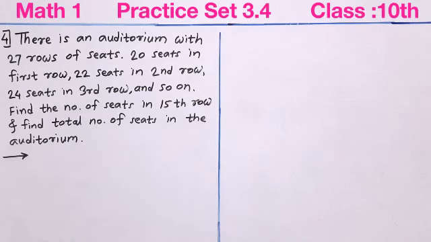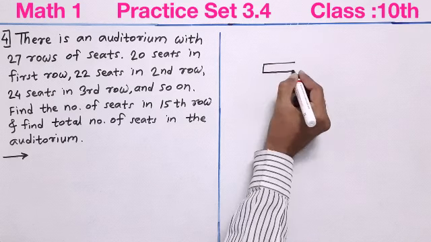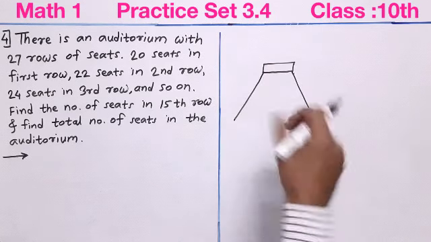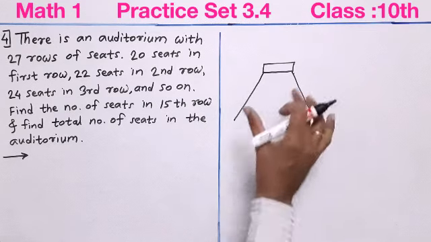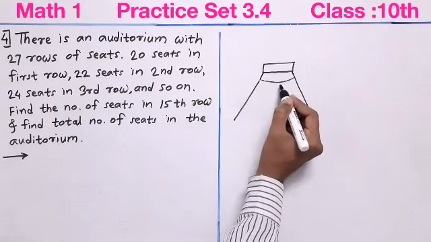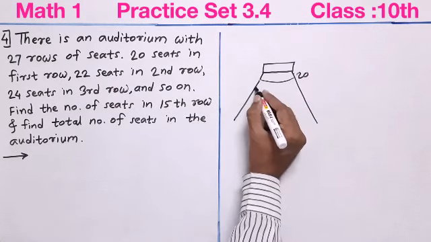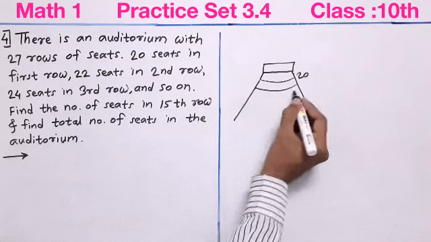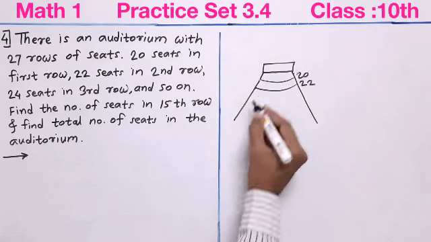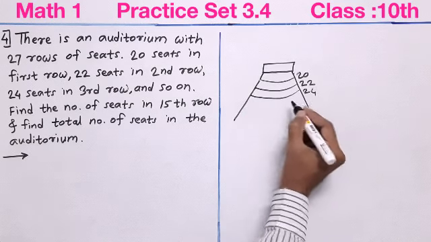We can easily understand it with the help of a diagram. See here, suppose this is the stage of an auditorium and the shape of the auditorium is like this. This is the top view of the auditorium. Suppose this is the first row. In the first row there are 20 seats. In the second row there are 22 seats, and 24 seats in the third row, and so on.